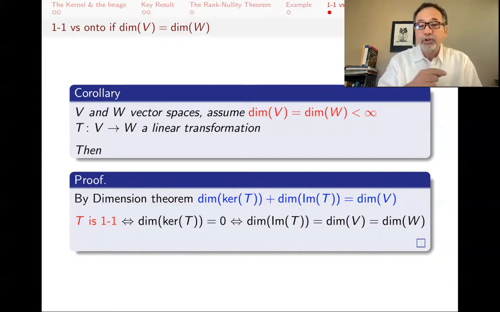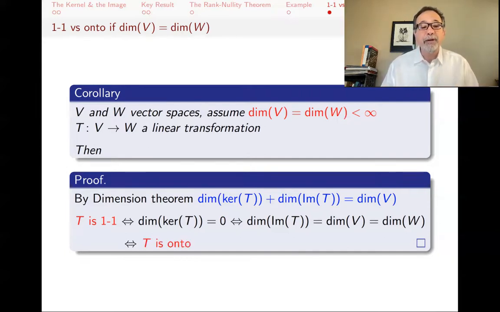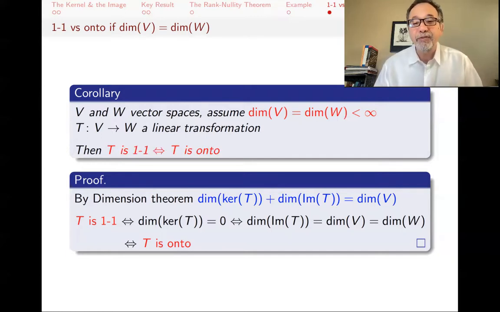By the way, the other way works also. If you knew that the dimension of the image was the dimension of V, then again, the dimension theorem would force the dimension of the kernel to be 0. So T is 1 to 1 if and only if the dimension of the kernel is 0, if and only if the dimension of the image is the same as the dimension of W. But what does it mean to say the dimension of the image is the same as the dimension of W? The image is a subspace of W. If their dimensions are the same, they must be the same. And so then that says that T is onto. And again, if T is onto, the same thing, the dimension of the image will be the same as the dimension of W. So we proved that T is 1 to 1 if and only if it's onto.